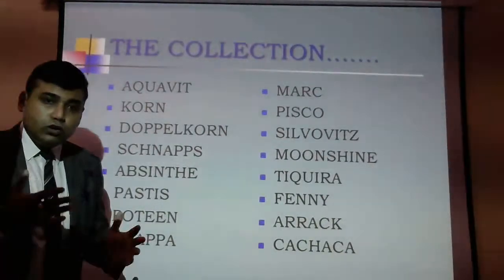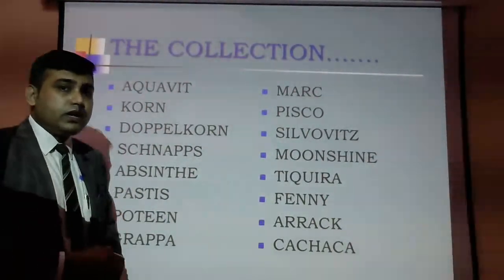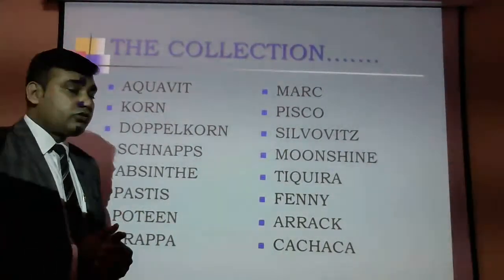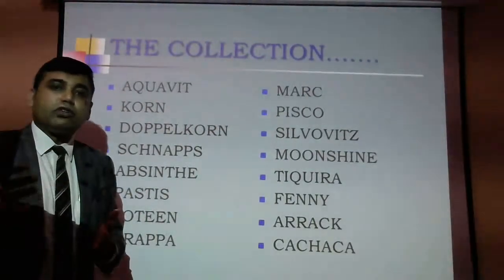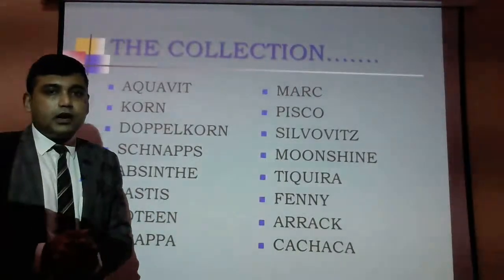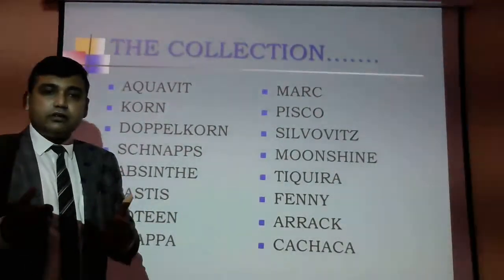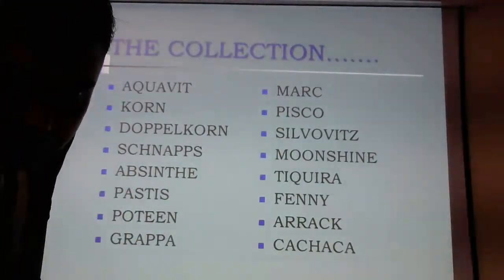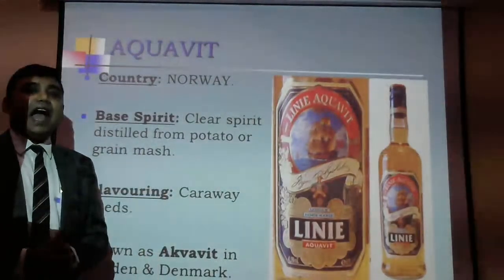Okay, so now we will go ahead. As you see, we have beverages like aquavit, we have corn, we have double corn, we have snaps, we have absinthe, pastis, protein, and the list goes on. So we will pick up each and every other spirits or popular regional spirits, and we will discuss. So the first spirit which we are going to discuss is aquavit.